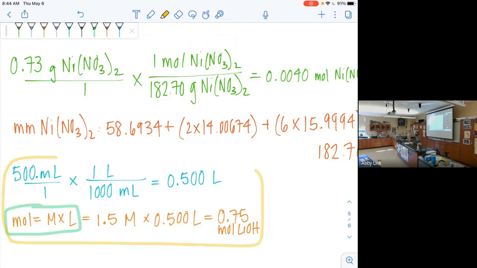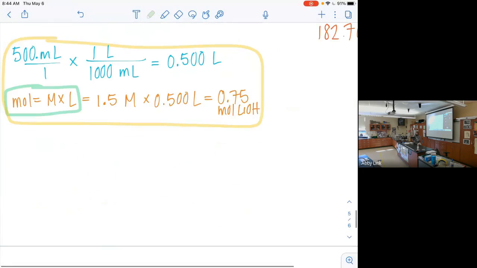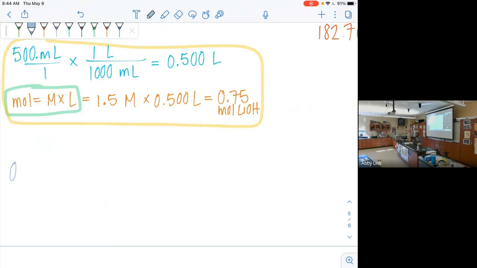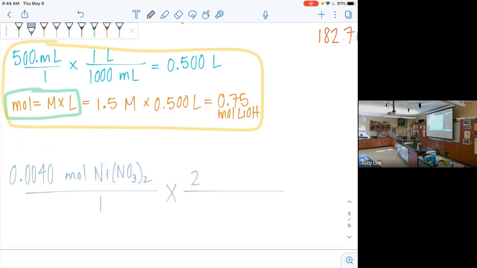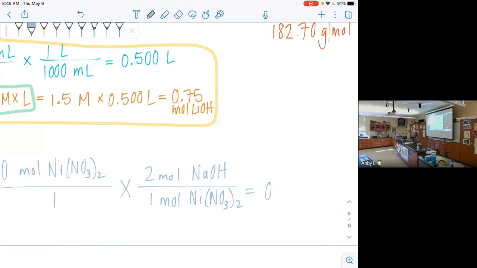All right, so let's do it to it. So we need to figure out our limiting reactant. I'm going to start with my 0.0040 moles of my Ni(NO3)2 over 1. So let's see, we have 2 moles of NaOH coefficient in the balanced chemical reaction, and we have 1 mole of Ni(NO3)2. All right, so 0.0040 times 2 gives us 0.008.